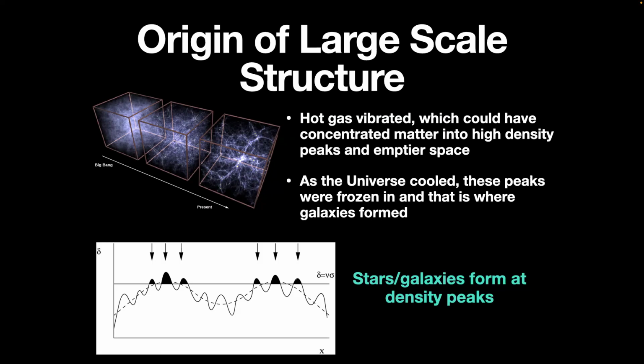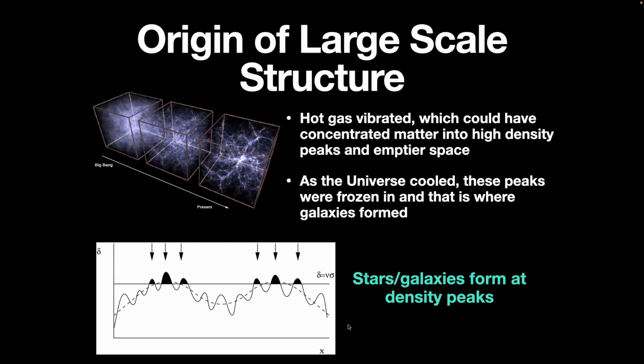So things were much hotter in the early universe, and we think that dark matter seeds in this hot cosmic soup grew by gravity into larger and larger structures. So the theory goes like this. Hot gas was perhaps vibrating, which may have concentrated matter into high density peaks and emptier space. So it's kind of what this is trying to illustrate here. So we have a general, smoother distribution of dark matter, but the vibration caused these little peaks, and empty space in between.